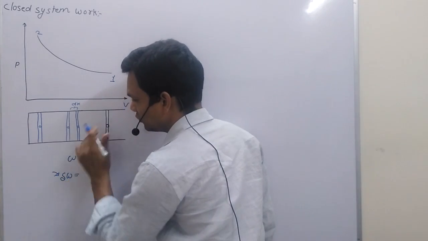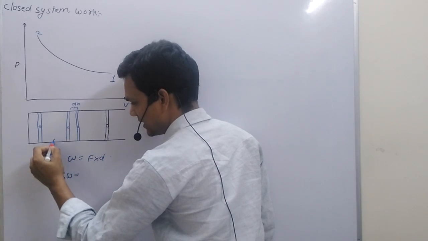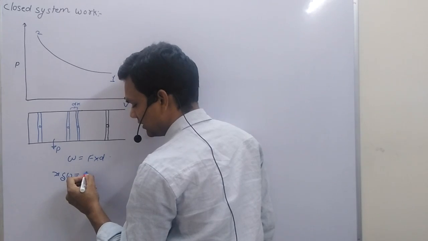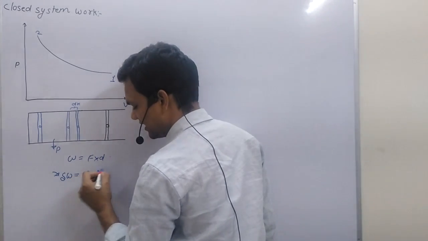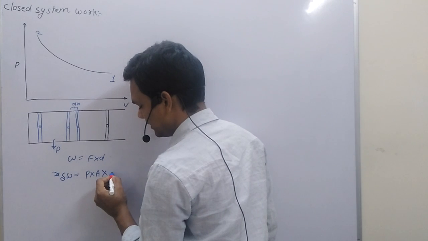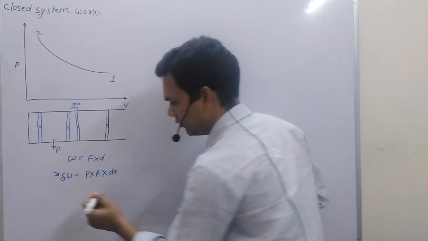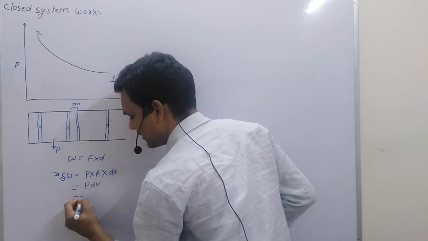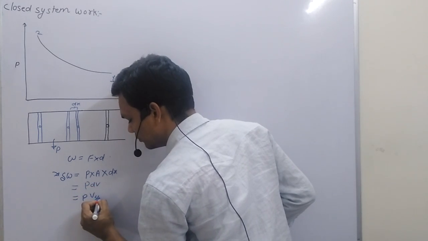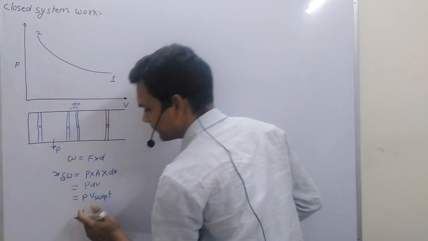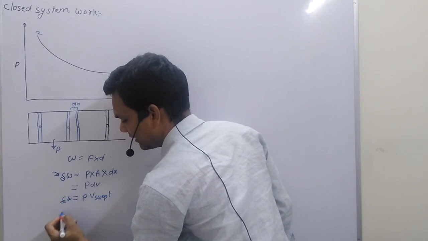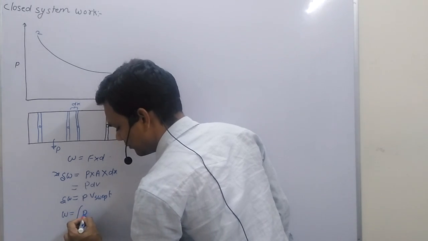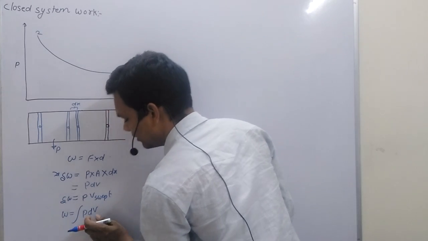Now force is equal to pressure times area. Suppose P is the pressure inside the piston, A is the area of the piston. Now our displacement is dx. Now I can also write P dV, and this dV will be equal to the swept volume, the volume swept by the piston. Now this will be equal to del W. I can also write P dV.